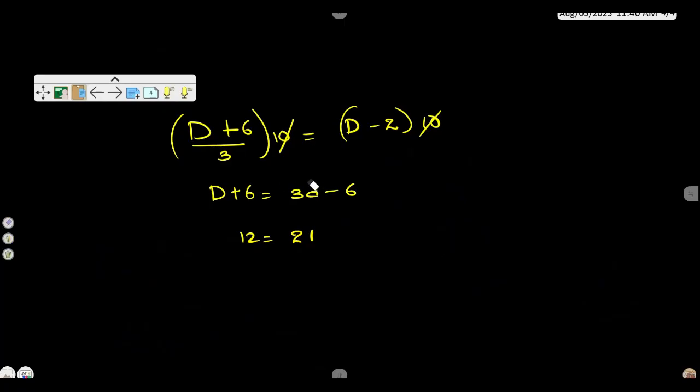Sorry, this is capital D, not small d. This is the distance traveled by the bus. So 3D minus 6 is equal to 12, that is 2D. 2 sixes are 12. So capital D is equal to 6 kilometers. The capital D is 6 kilometers.